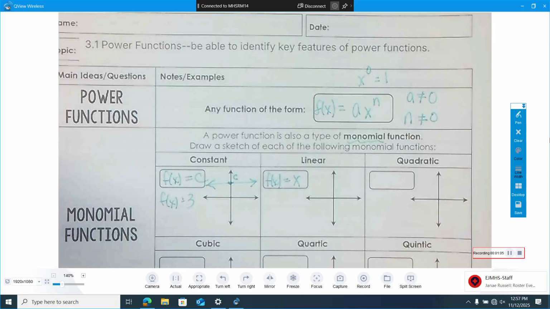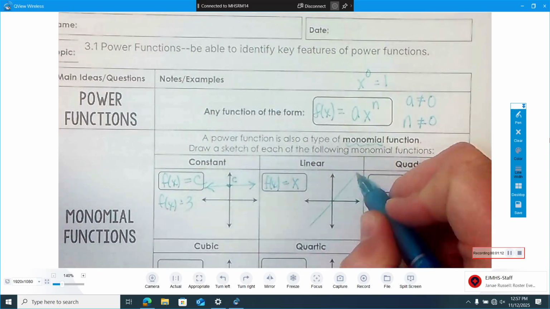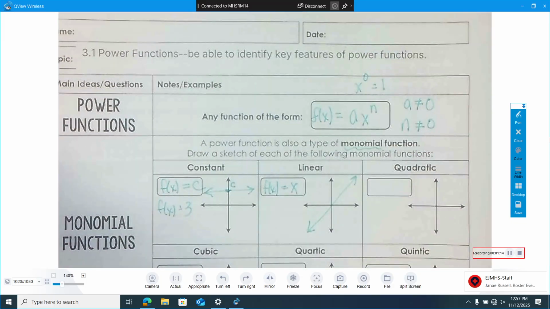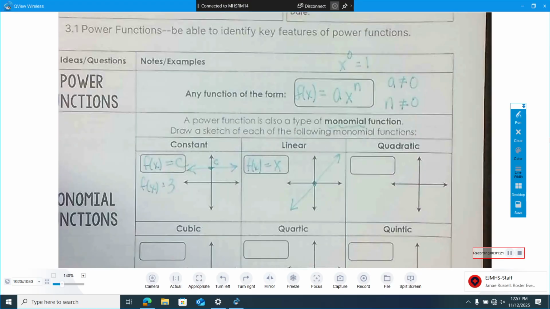That's a constant function. Linear function would be f of x equals x, right? Linear function. That line, this particular one, is our 45-degree line right there. Yeah, going right through the origin. It's got a slope of up 1 over 1. That is our straight-up linear function.